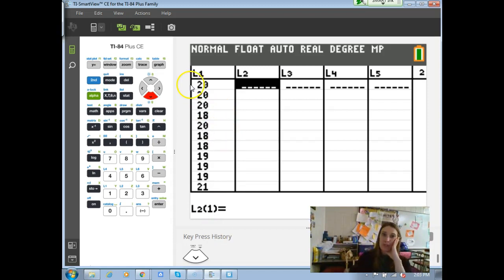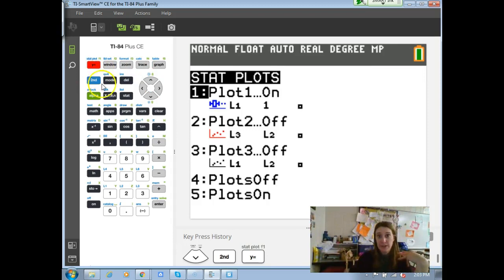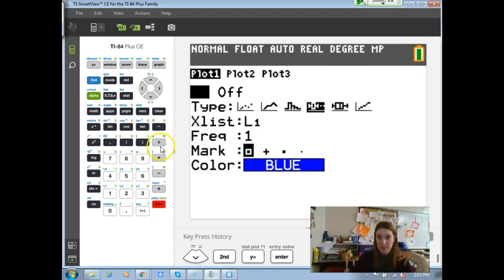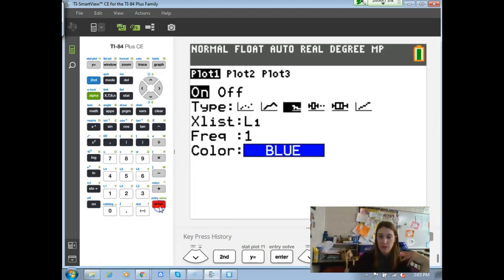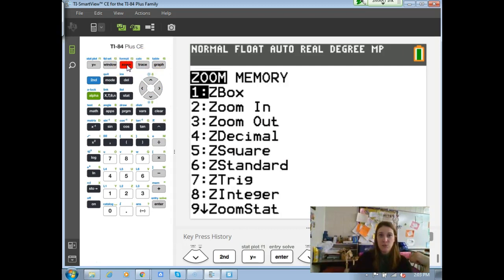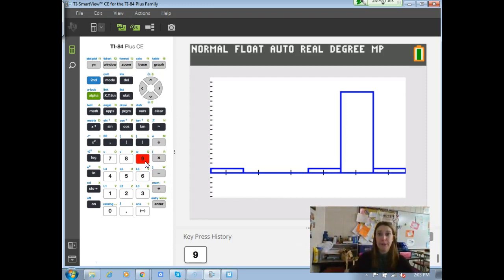So the first thing I'm going to do is look at the distribution. Since I haven't graphed anything today, I might have to adjust what's going on in my plot. I turn it on, and I'm going to choose the histogram option. And then list 1 is where my data is, and all of my data values are showing up singularly. There's no frequency list, so keep that as a 1, color whatever you want, and then hit zoom stat, so zoom 9. Here we go.